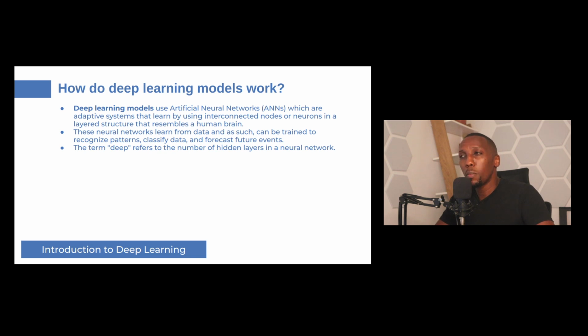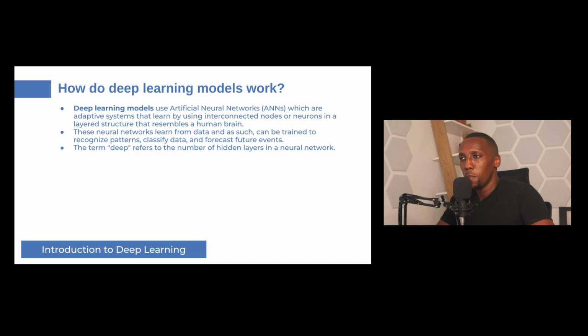How do deep learning models work? I mentioned earlier that they tend to use what are called neural networks, or to be much more specific, artificial neural networks, which are just adaptive systems that learn by using interconnected nodes or neurons, which are normally structured in a layered format. And that format usually resembles a human brain. So those neural networks would learn from data, and you could train your machine learning model to also learn from that data and be able later onwards to classify data and make the predictions that you want.